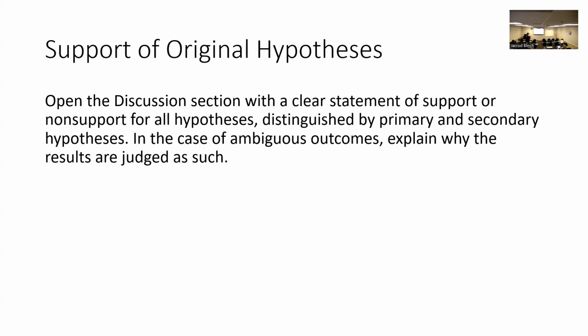Open the discussion section with a clear statement of support or non-support for all hypotheses, distinguished by primary and secondary hypotheses. In the case of ambiguous outcomes, explain why the results are judged as such. So if you predict A or B and you get C, that would be like an ambiguous outcome. But hopefully we all replicate the typical flanker effect.